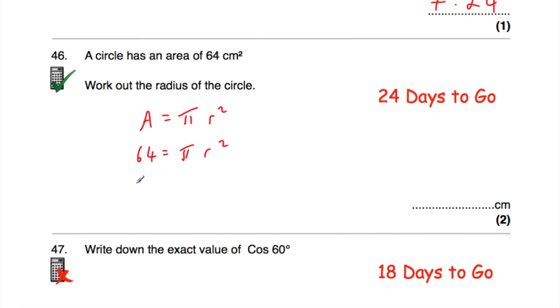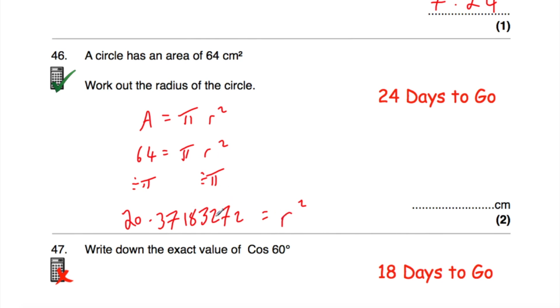So let's divide both sides by pi. So divide by pi and divide by pi. So the left-hand side, 64 divided by pi is equal to 20.37183272, and that's equal to, on the right hand side, we divided by pi to get rid of the pi, so we're just left with r squared. So that's the radius squared.